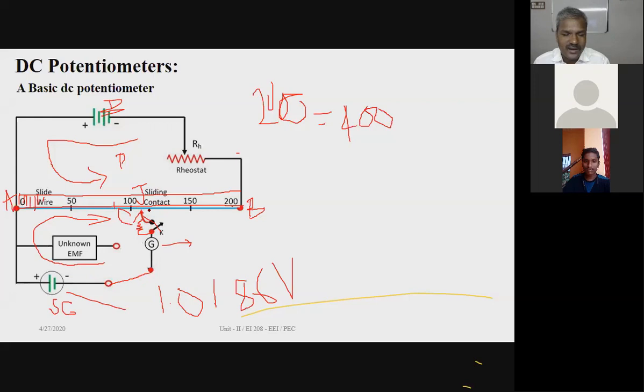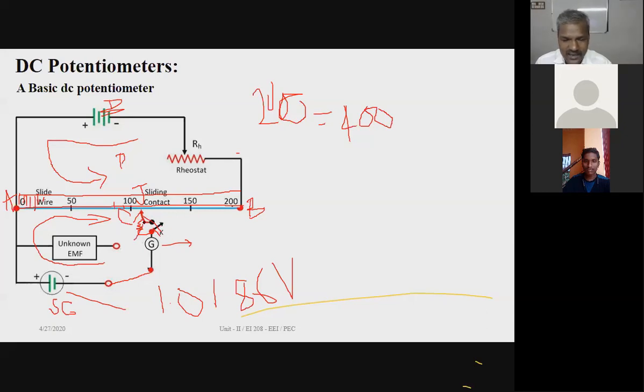To avoid this type of loss, we normally connect a very high resistance here and move the contact without closing this key K. We move the sliding contact over the slide wire and fix where the galvanometer shows zero deflection. After that, you close the key so that you can bypass the resistance. This is the high resistance.